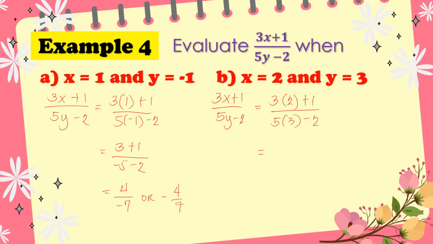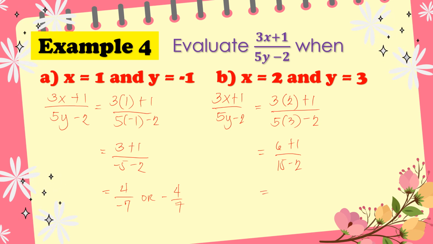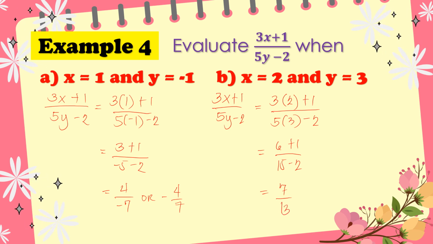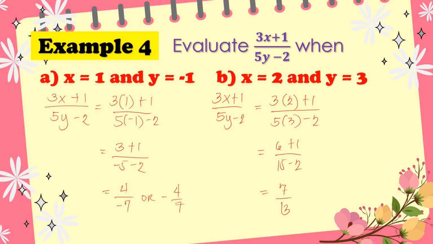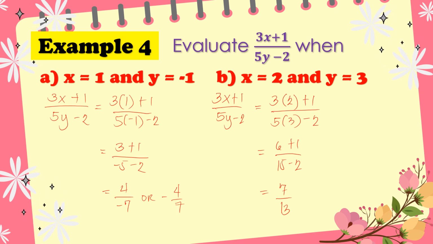And then simplify muna natin sila. 3 times 2, 6, copy plus 1, 5 times 3, 15, minus 2. And then simplify further. 6 plus 1, 7, and then 15 minus 2, that would give us 13. So, ang value ng ating expression ay magiging 7 over 13.